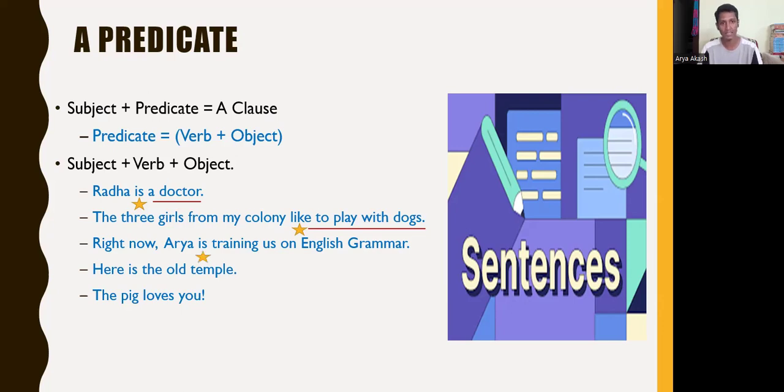Same way. Arya is the subject, or you can say right now Arya is the subject. Is the verb. Training us on English grammar is the object. Same way. Here is the verb. The old temple is the subject because the sentence is all about the old temple. What is the object then? Here is the object. Same way. The next sentence, the pig is the subject. And what is the verb? Loves is the verb. You is the object. Right? So a predicate comprises of two parts, verb plus object, which means the first part of the predicate is always a verb.